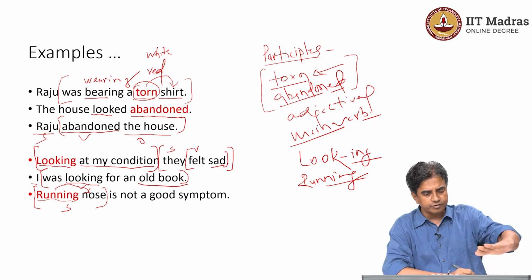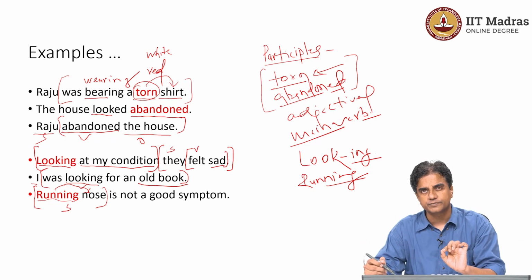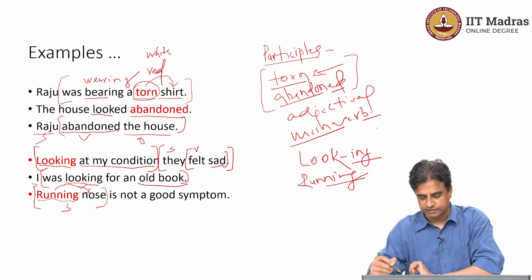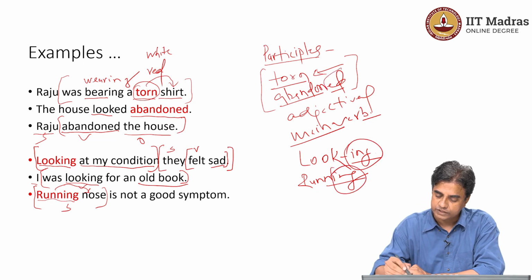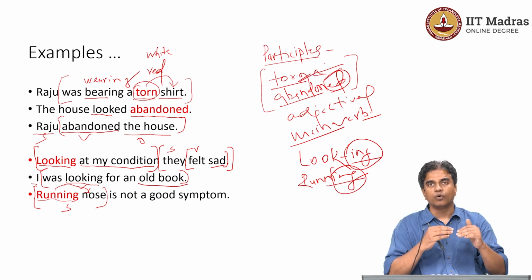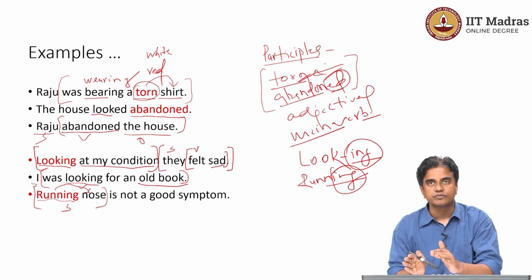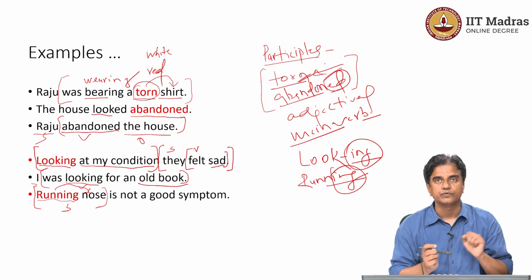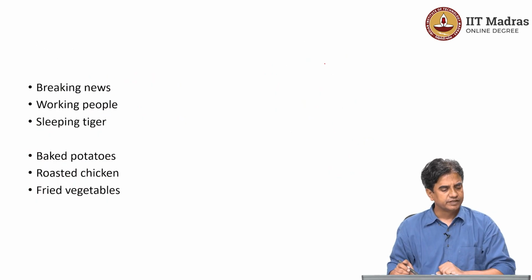So we see from these six examples that we have two types of participles. We have a participle which has an -ing in it, and we have a participle which has either -ed or some other past form of the verb. So we derive this much information by looking at a few sentences. Let's look at some more examples.